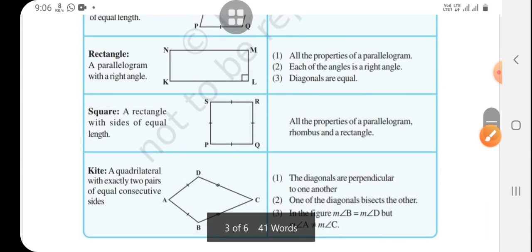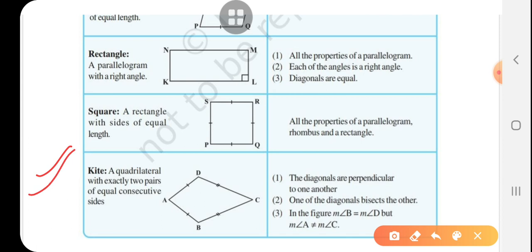Now the last one is a kite. It says a quadrilateral with exactly two pairs of equal consecutive sides. It does not say that it must be a parallelogram. Consecutive sides means one after one. Here the consecutive sides are AD, CD, and another pair of consecutive sides are AB and BC. Exactly two pairs of equal consecutive sides means this one will be equal to this one.